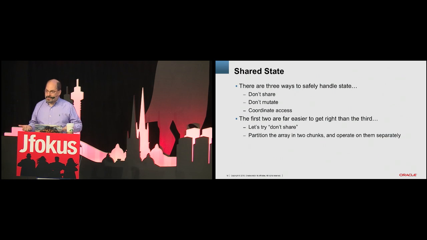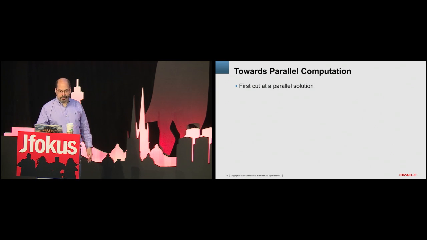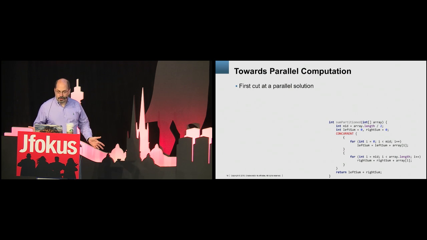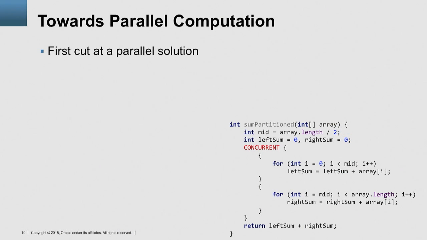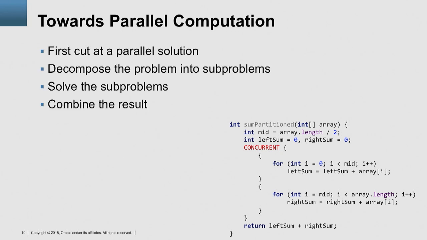So in this approach, we say partition the array into 2 chunks and operate on them independently. And the code for that is pretty obvious, and it actually works. We have 2 accumulator variables, left sum and right sum. One task is adding up the left sum, one task is accumulating the right sum, and then at the very end, we merge the sums, and we get the answer. So now we're going to get the right answer, and we're probably going to get reasonable throughput and reasonable speedup if we have more than one core.